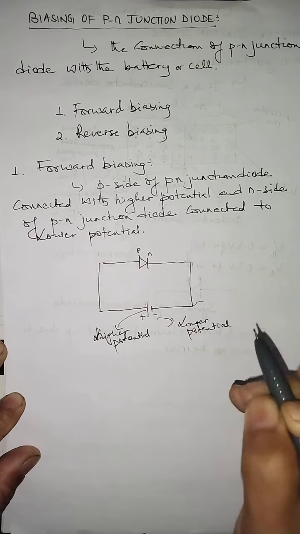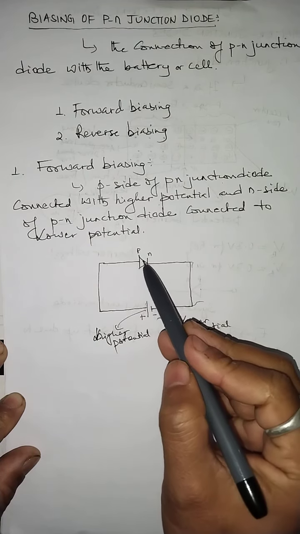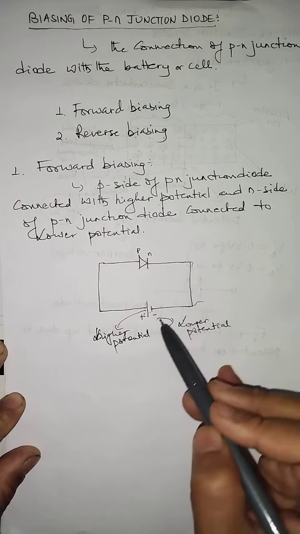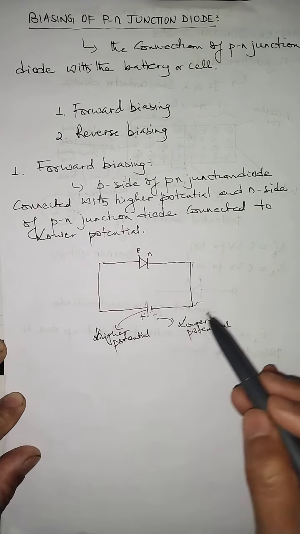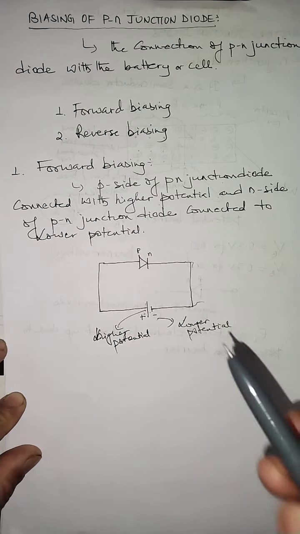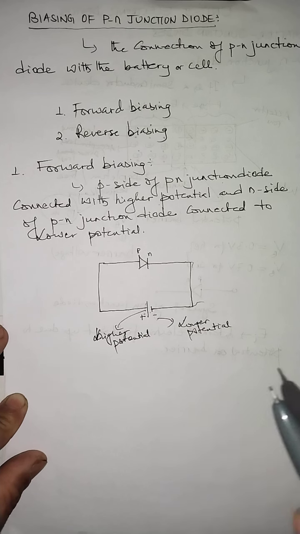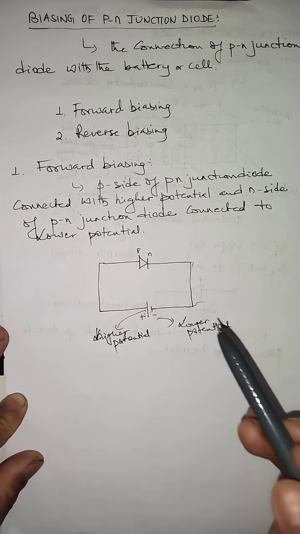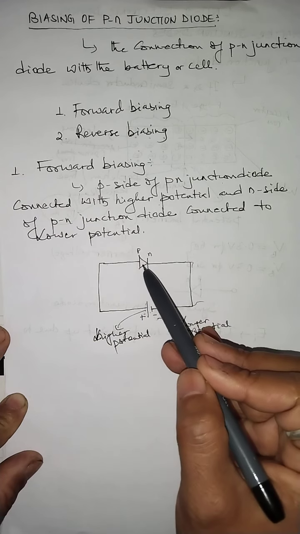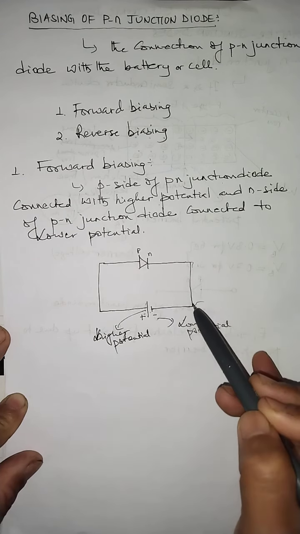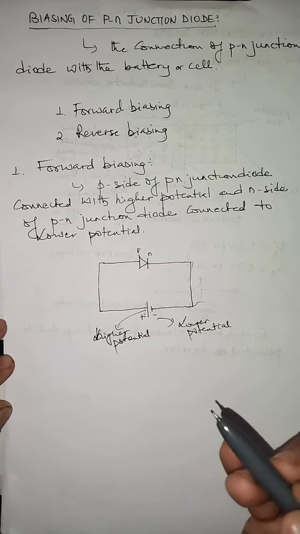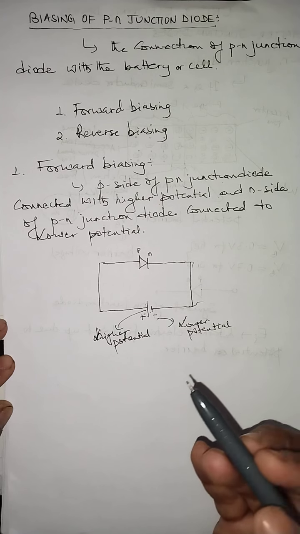So you can see in the diagram, this is a PN junction diode. P is connected to the positive terminal or higher potential, and N is connected to the negative terminal or lower potential. Then this circuit is called forward biasing. So remember this much: when the PN junction diode is under forward biasing, the P side is connected to higher potential and the N side to lower potential.